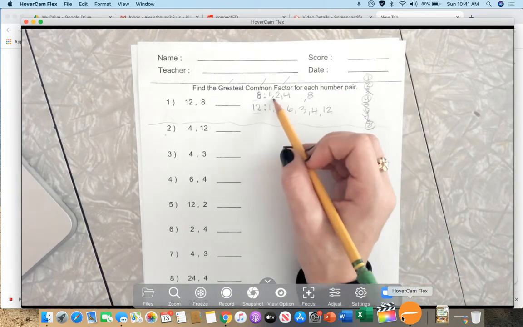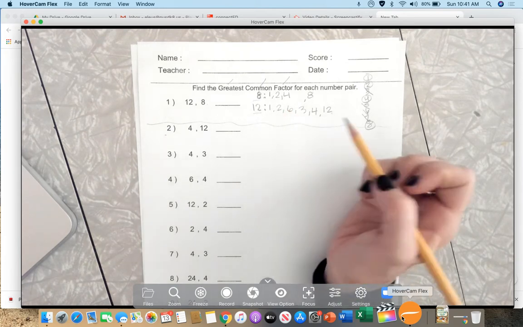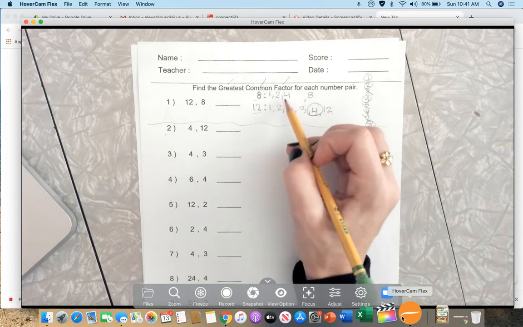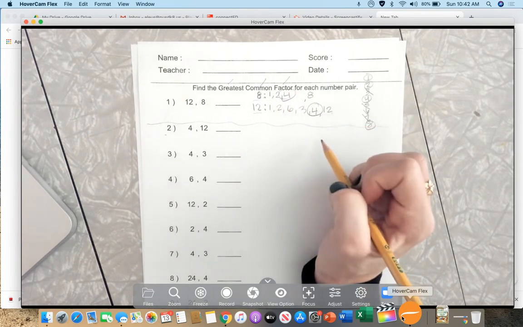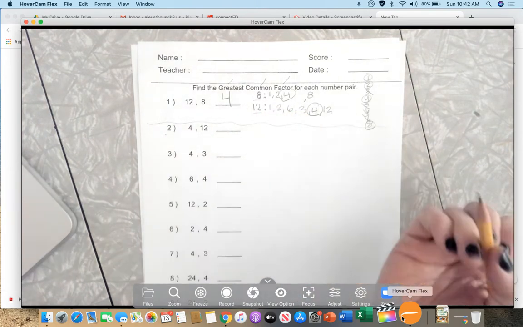Okay, so now that I've listed all the factors, I need to figure out which one they both share that's the biggest. The biggest one they both share is 4. Notice they both have that as a factor. So I'm going to write the greatest common factor is 4. And that's all you do.